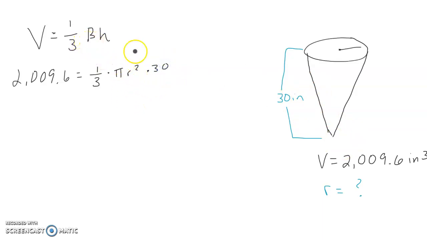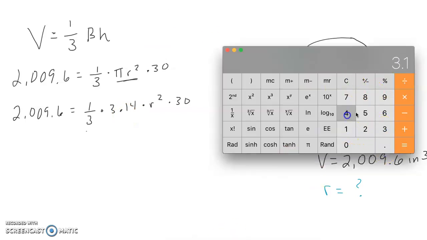Since I don't know what the area of the base is, I'm just going to put the formula that I would use to find the area of the base. So let's simplify this. This becomes 2009.6 is equal to 1/3 times 3.14 times radius squared times 30. I know that's a lot, so let's do 1/3, 3.14, 3.14 times 30 divided by 3, which is going to be 31.4.